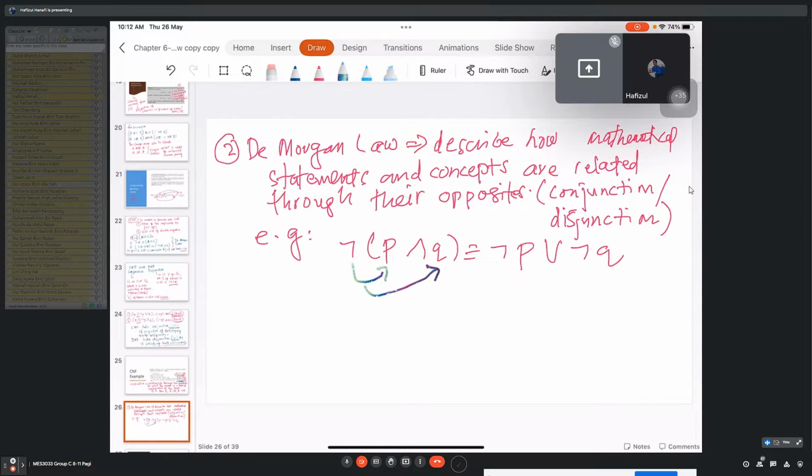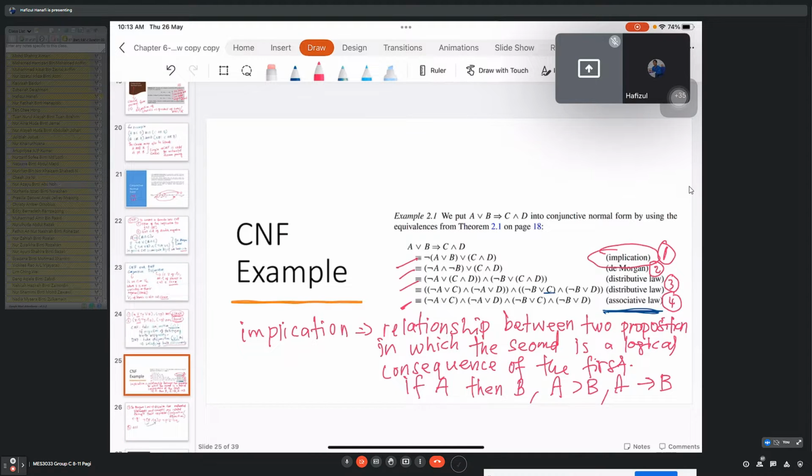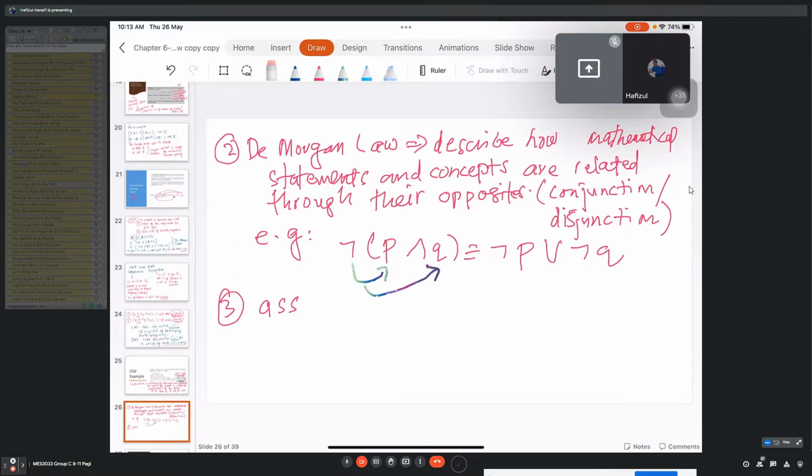And then number three, we have associative. Associative means it is related to one another. Okay, sorry, distributive first. Okay, distributive now.